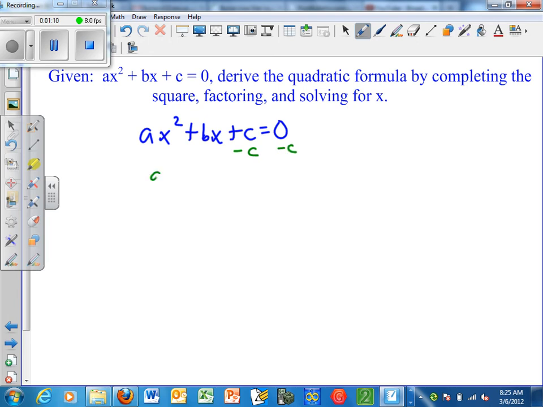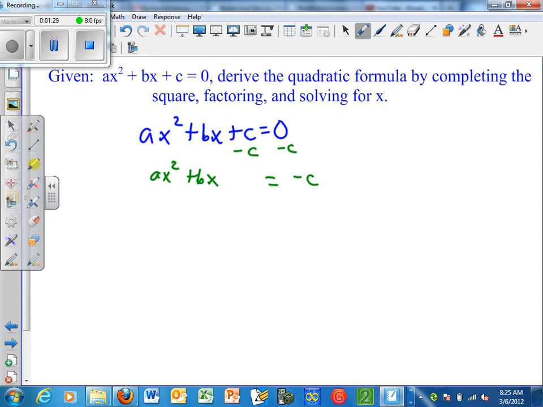So here's what I have: ax squared plus bx is equal to negative c. Remember, when you did completing the square, you had to get the constant over to the other side. That's really what we're doing here right now. c is standing for that constant.